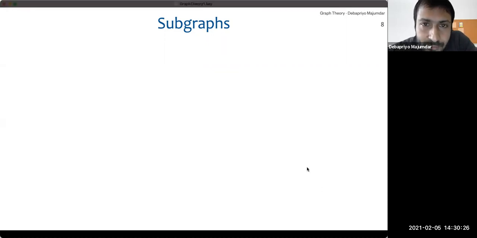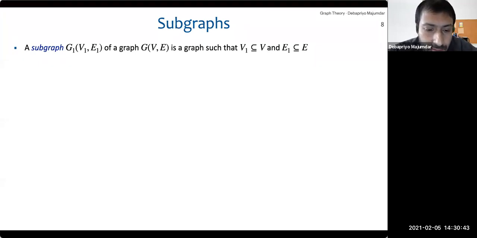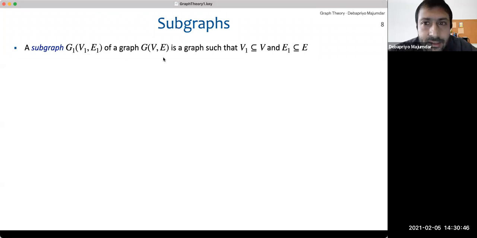Okay, so subgraphs. A subgraph of a graph G, let's call the subgraph G1, which will have V1, E1, is a graph such that the vertices are also a subset of the original vertices, and the edges are also a subset of the original edges.